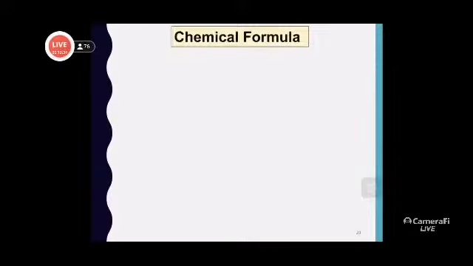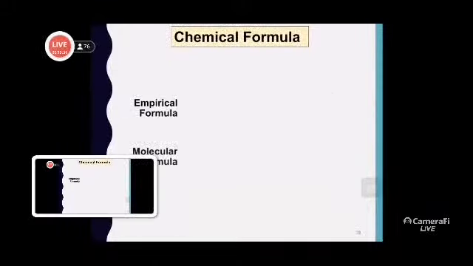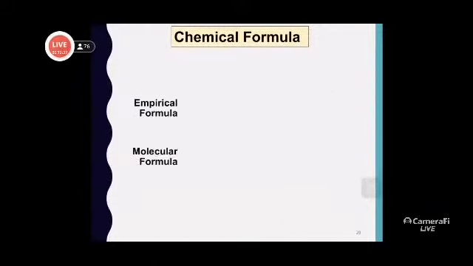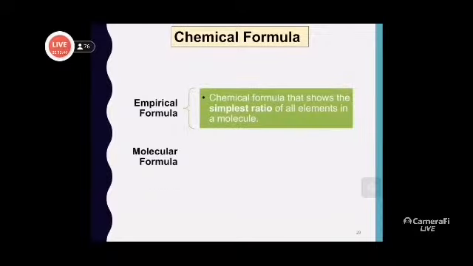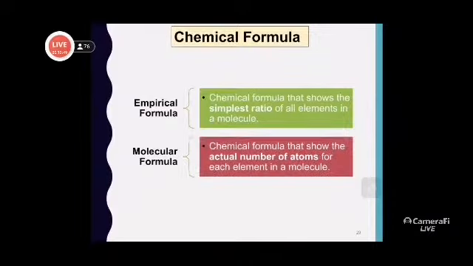There are two types of chemical formula, which is empirical formula and molecular formula. Empirical formula is chemical formula that shows the simplest ratio of all elements in a molecule. While molecular formula is chemical formula that show the actual number of atoms for each element in a molecule.